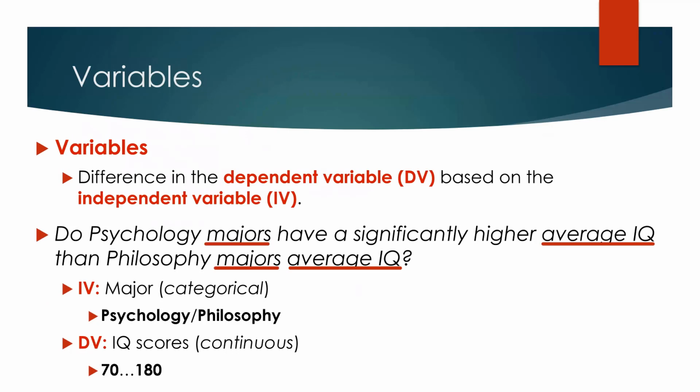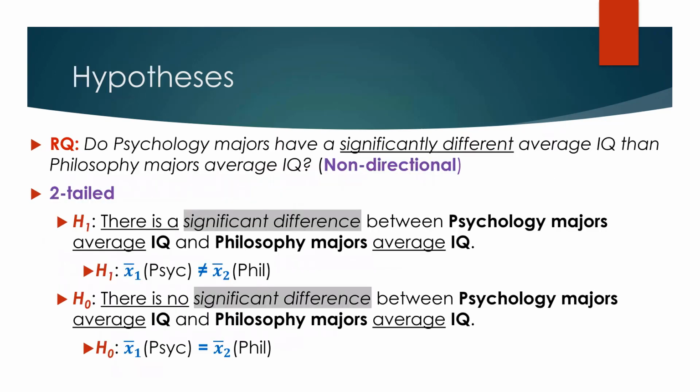So we have our variables. Remember, we have a categorical independent variable, which is majors. Psych and philosophy are our 2 groups measuring our major here. We have our 2 majors that we're studying. And we have a dependent variable, IQ scores. It's a continuous variable ranging from 70 to 180. We want to know, is there a difference in IQ scores based on the major that you are in?